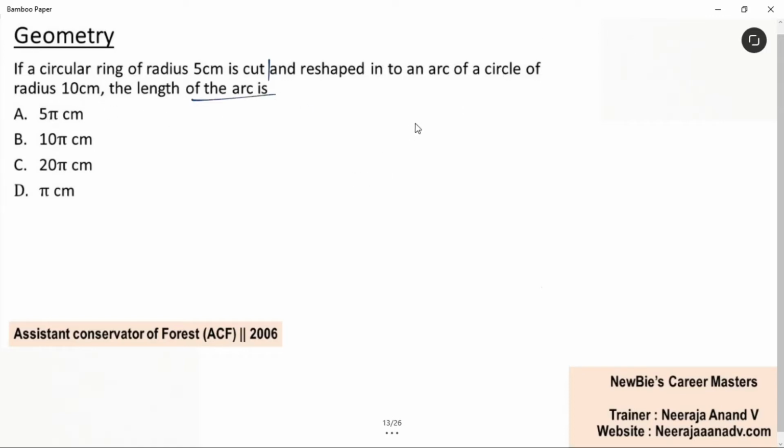Very simple. What they're telling here is, take this circular ring, cut it and convert that into an arc. This circular ring radius was 5 cm, this arc radius is 10 cm. Now the question is, what is this length? Very simple newbies, this length is the circumference of this circle. You should know the formula for the circumference of the circle. If you know that formula, then it is a 15 seconds question.